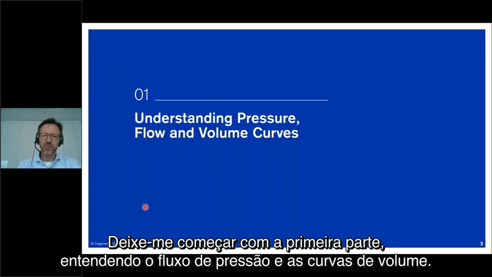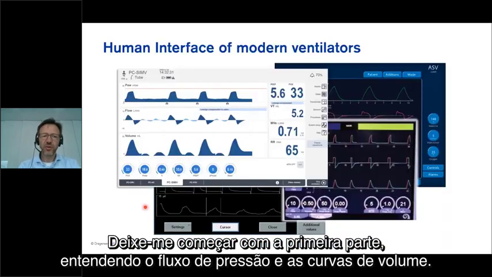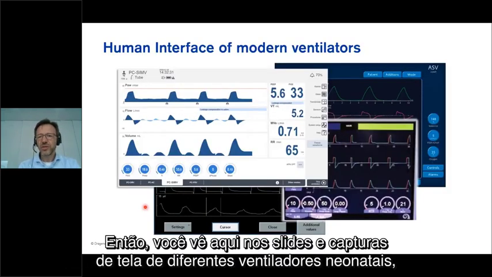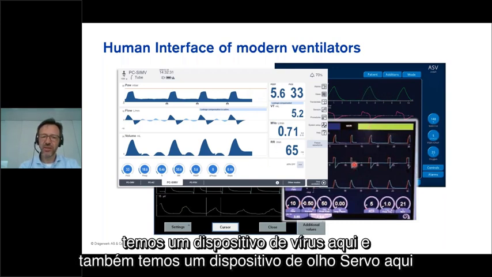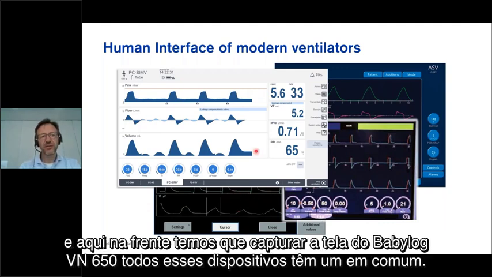Let me start with the first part, understanding pressure, flow and volume curves. You see here on this slide screenshots of different neonatal ventilators. We have here in the back the Hamilton device, we have a Visus device here, and as well we have a Getinge Servo-i device here, and here in the front we have a screenshot of the Babylog VN600.